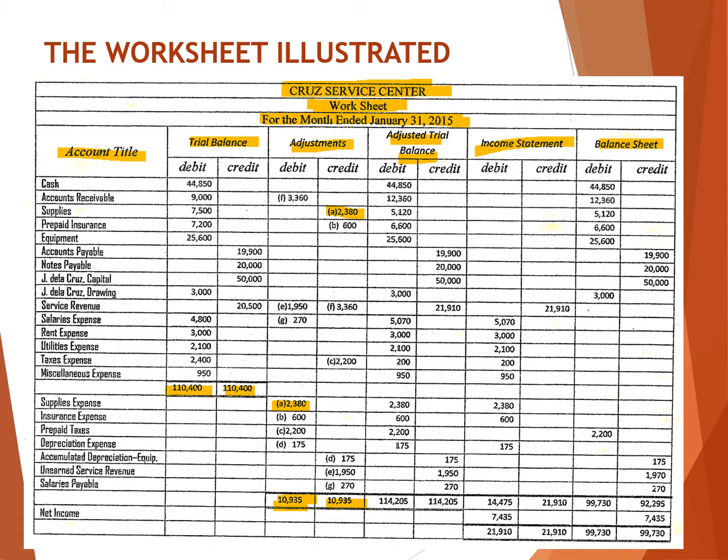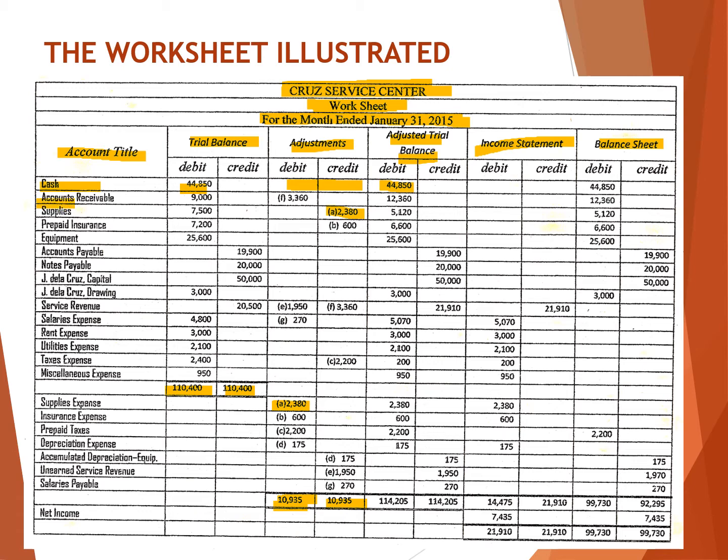Okay? And then we now proceed to the adjusted trial balance. As you can see here, on cash, di ba? Meron siyang debit sa trial balance, pero wala siyang entry sa adjustment. So, what should be done? You just have to extend the amount. Kung nasa debit yan, lalagay mo rin sa debit ng adjusted trial balance.